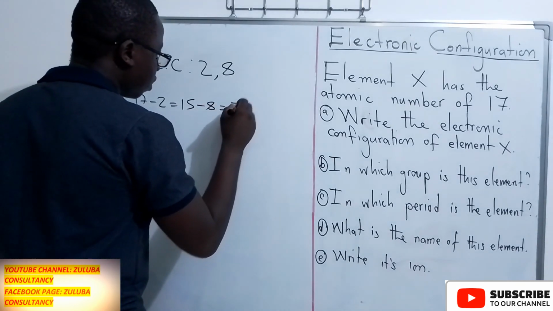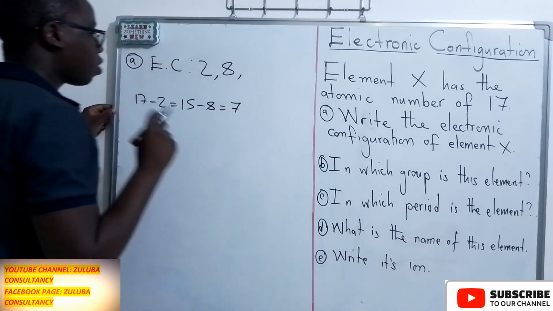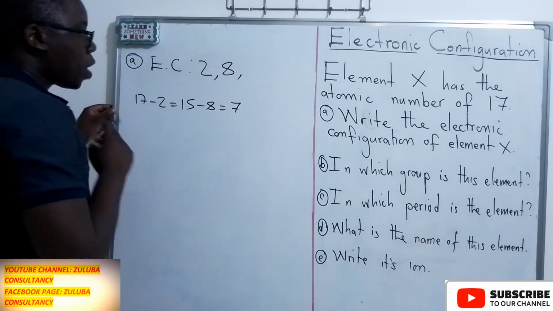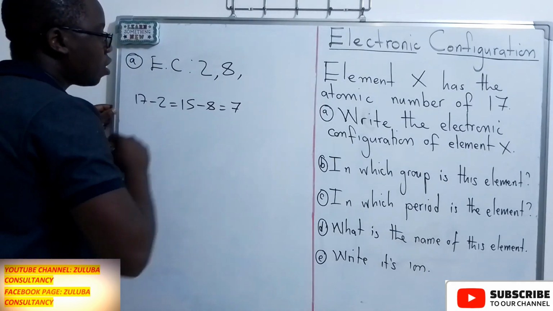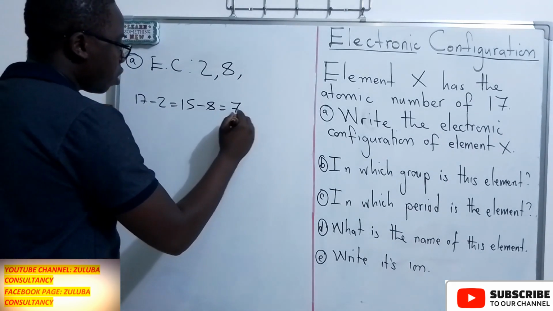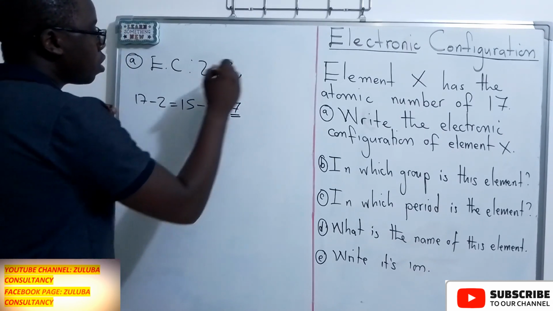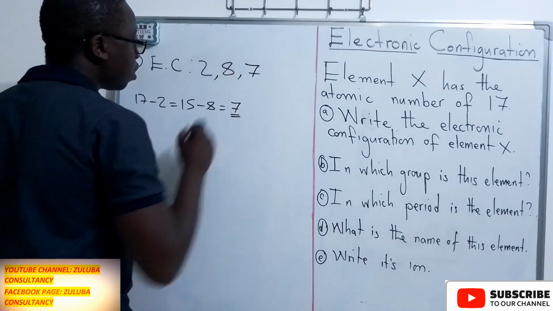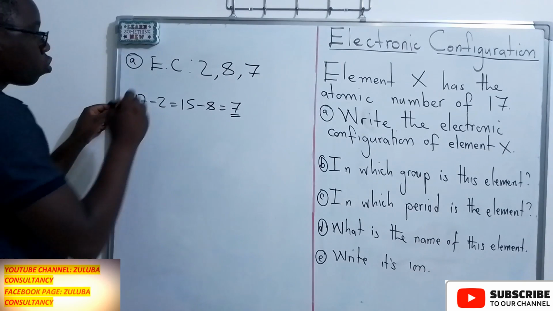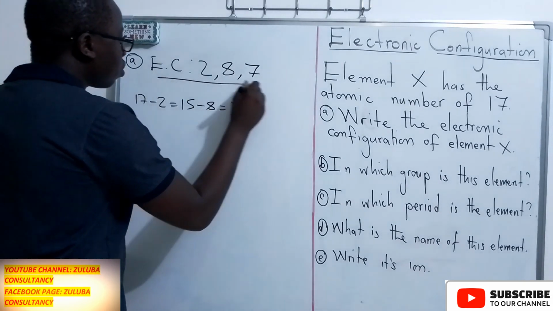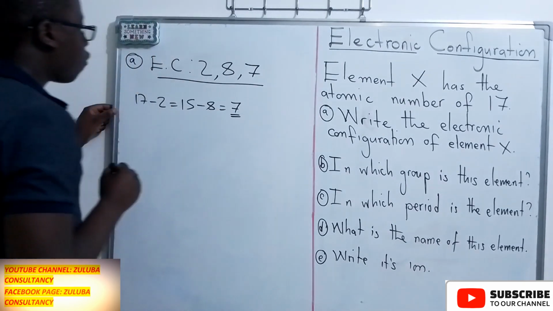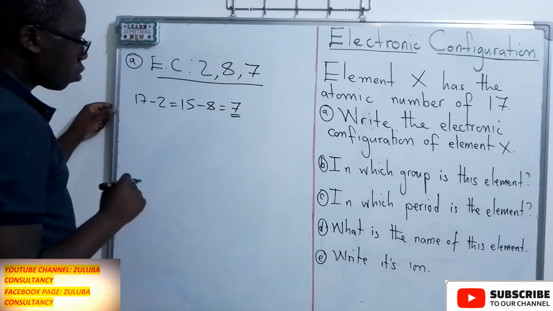with 7. So the next shell can also occupy a maximum of 8 electrons. Now we only have 7 electrons remaining, so we'll put all the 7 electrons there. So this is the electronic configuration for this element.